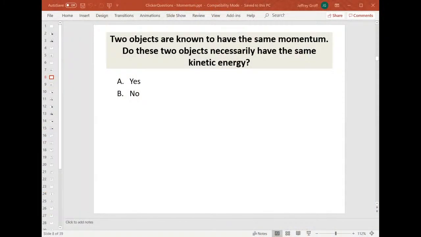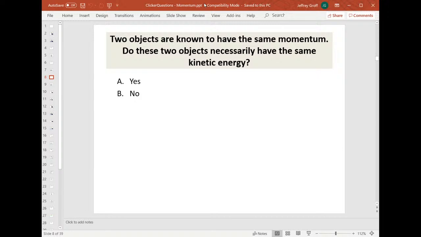Okay, so this is a similar question. Let me clear the responses here, and then here it comes. You ready? Boom. Two objects are known to have the same momentum. Do these two objects necessarily have the same kinetic energy?